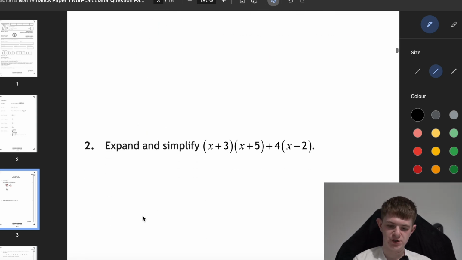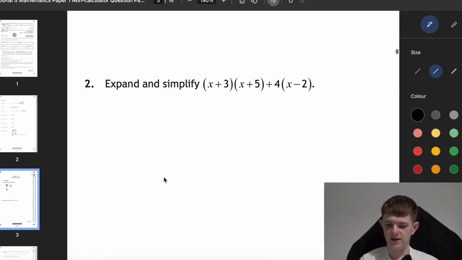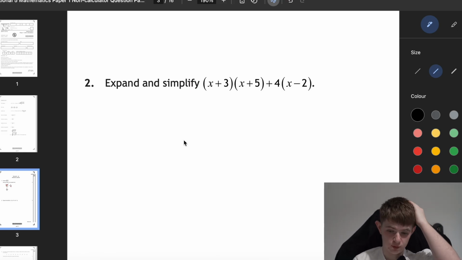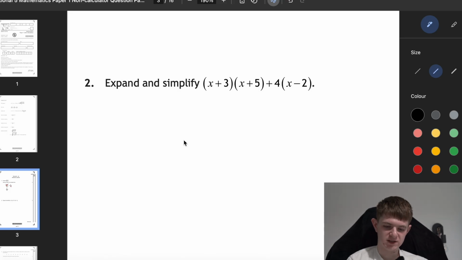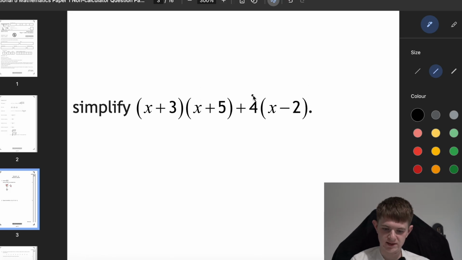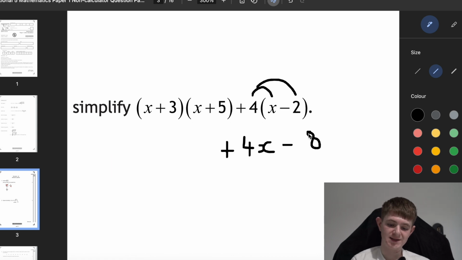Our next question, so we get a wee bit of factorising here, and breaking our bracket. So question number 2, first things first, I want to break these brackets in here. So the 4, x take away 2, how do we do that? We just multiply out. So 4 times x and 4 times negative 2. Before we do any factorising, I want to do that first. So that's going to get us 4x and negative 8.